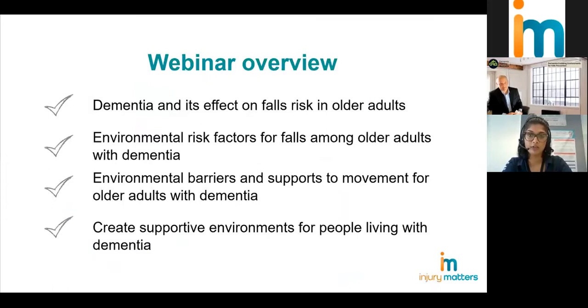A bit of an overview of what we're going to cover in today's webinar. We're going to look at dementia and its effect on falls risk in older adults. We're also going to look at the environmental risk factors, as well as the barriers and supports to movement for older adults with dementia. And finally, we're going to look at how you can help create supportive environments for people living with dementia.